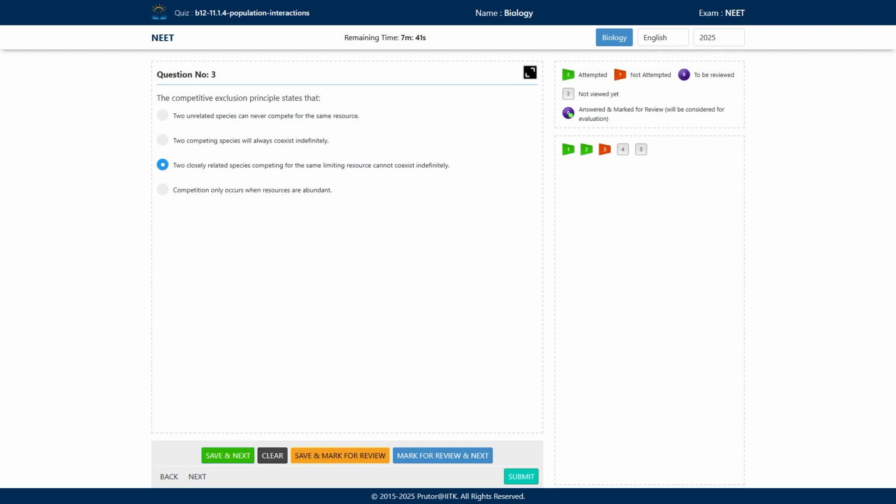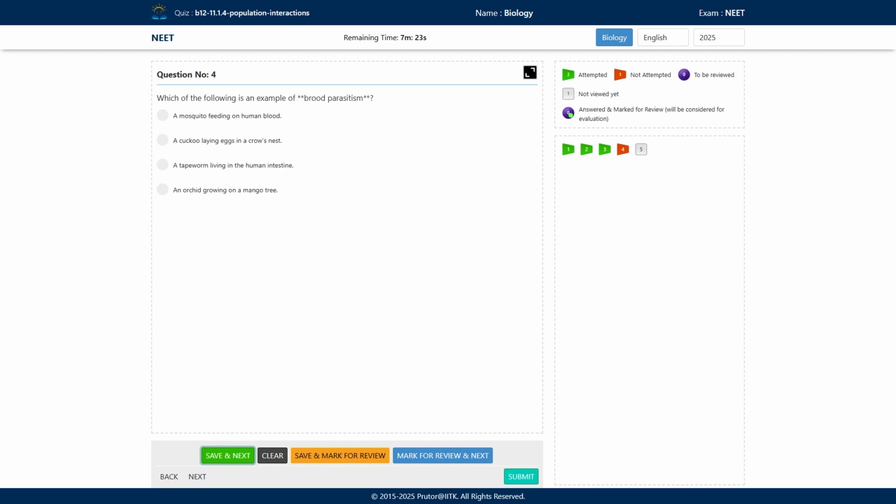Option C is the correct answer here. This principle states that two closely related species which are competing for the same limiting resources, meaning food and space, cannot coexist indefinitely. The superior species will outcompete the inferior one.